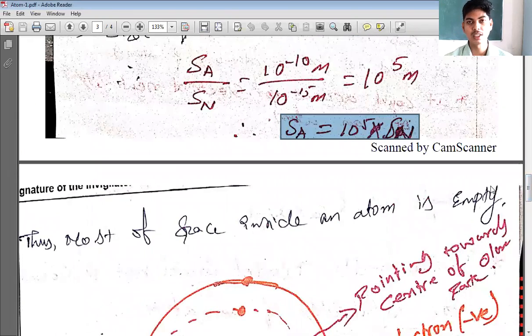Most of the space inside an atom is empty. See, nucleus is at the center of the atom. The size of the atom is 1 lakh times more than the nucleus, so there is a lot of space between the nucleus and the atom surface. There is a lot of empty space inside an atom because the size of an atom is 10 to the power of 5 times more than size of the nucleus.